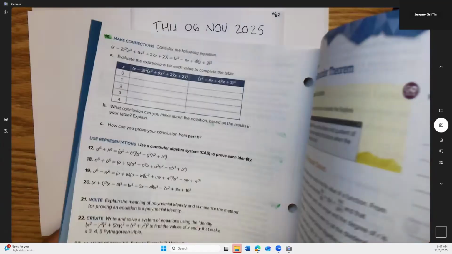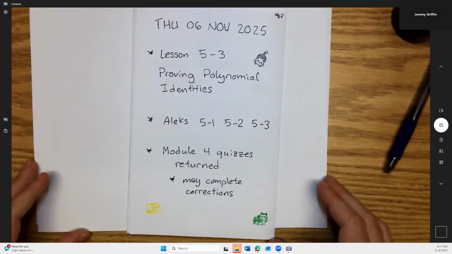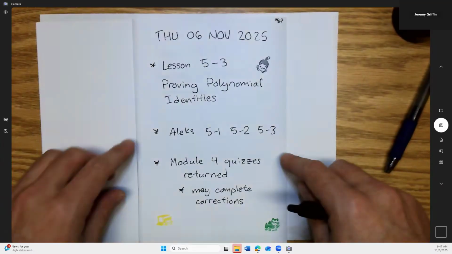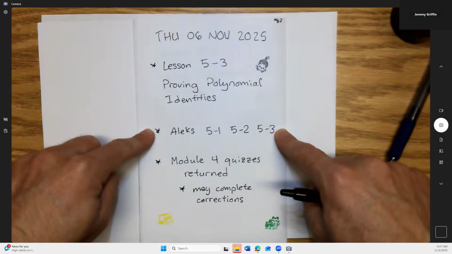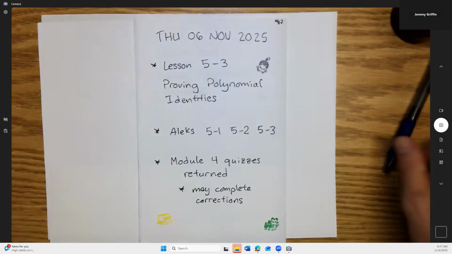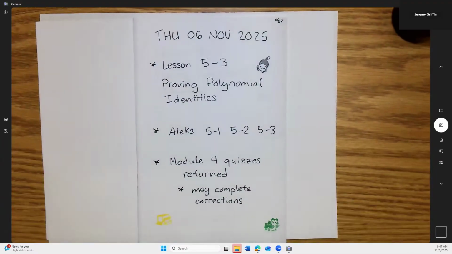All right, so there you go. That is a rundown of 5.3. Again, I don't think there's anything super new there that you haven't seen before or couldn't do, but it gives you some examples of what that looks like. So I'll give you time to work on your ALEKS today. If you have questions, call me over and I can help you out. Or if you want to do quiz corrections on Module 4, or you have questions about those, you can work on that too.